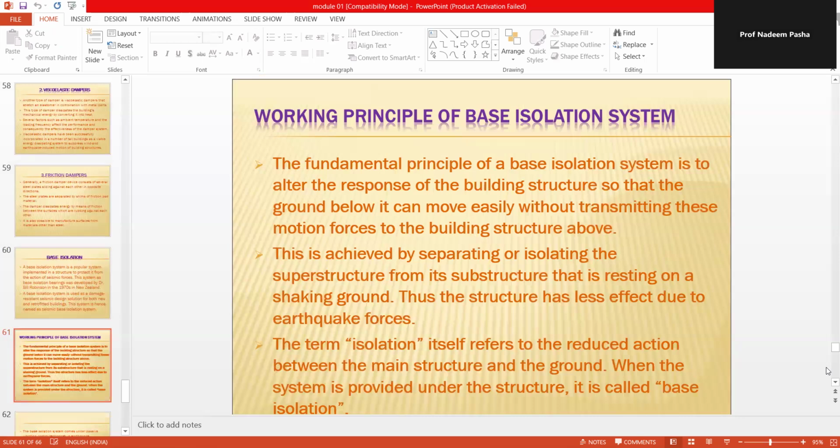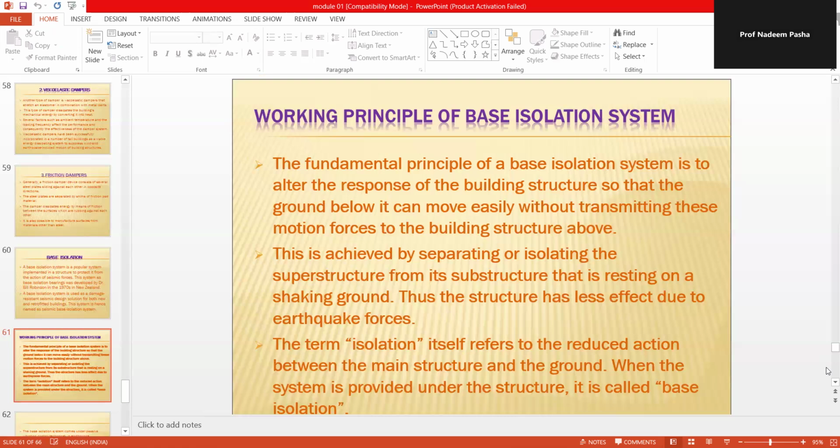Now, how exactly does this work? That is the working principle of the base isolation system. The fundamental principle of base isolation is to alter the response of the building structure so that the ground below it can move easily without transmitting these motion forces to the building structure above. As we have studied, in viscoelastic dampers, viscosity and elasticity were the reason, and in friction dampers, friction was the reason. How does this base isolation system work? The fundamental principle is to alter the response of a building structure.